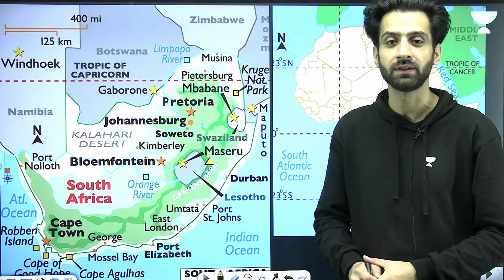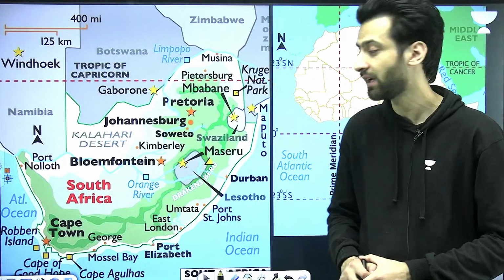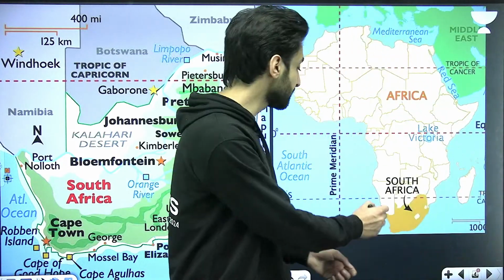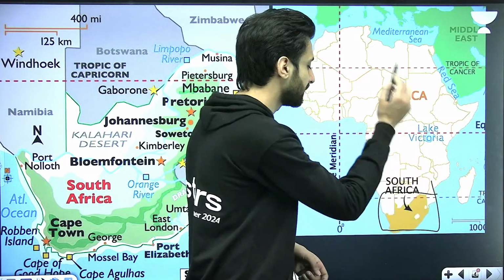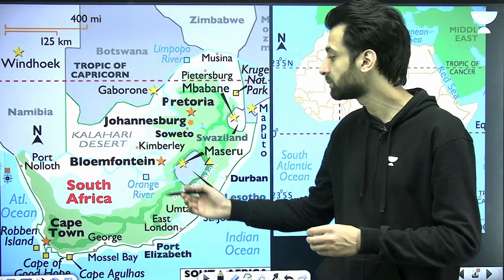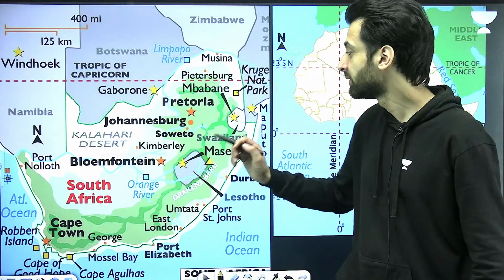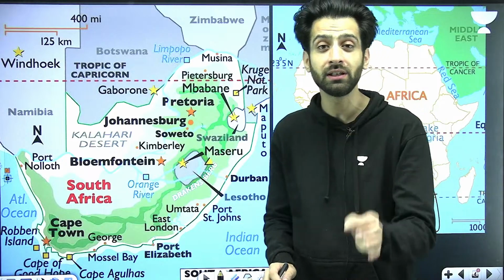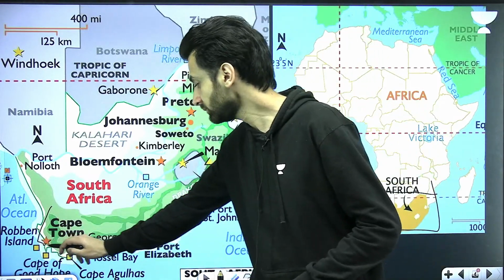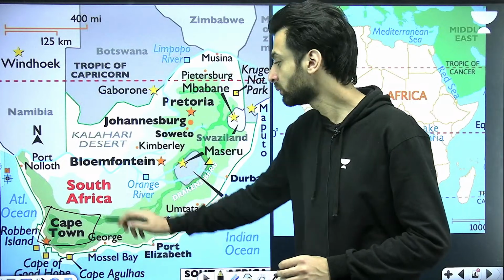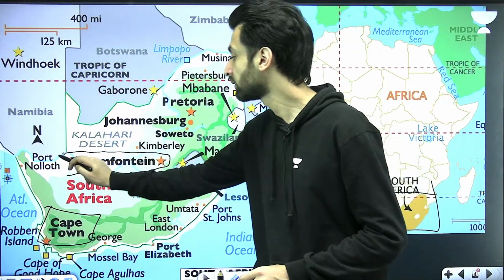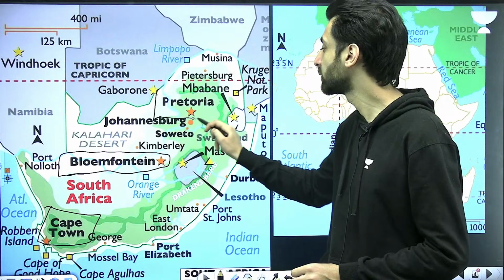Now let us start today's class with the southernmost country of the African continent, that is South Africa. If you look at this map, this is the portion that we're going to study today. South Africa is the most important country, and you will have to take lots of points from this country because there are a lot of things that you need to remember from here. First, you will find there are 3 capitals. South Africa has 3 capitals. First one, Cape Town. Second one, Bloemfontein. And third one is Pretoria.